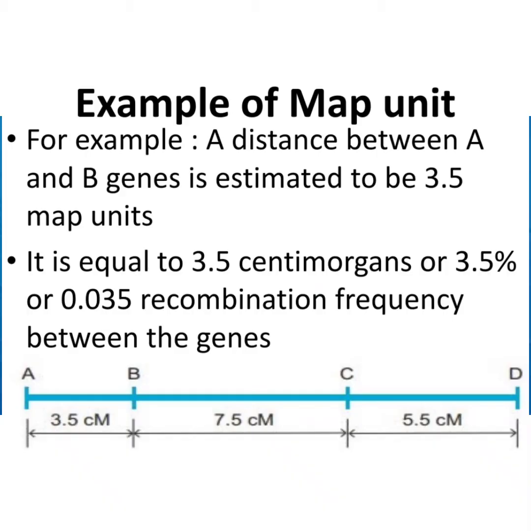Now, one example of map unit, for example, the distance between the A and B genes is estimated to be 3.5 map units. It is equal to 3.5 centimorgans or 3.5% or 0.035 recombination frequency between the genes. If you take the distance between B and C, it is around 7.5 map units. So it is equal to 7.5 centimorgans or 7.5% or 0.075 recombination frequency between the genes. If you take the distance between C and D, it is around 5.5 map units. It is equal to 5.5 centimorgans or 5.5% or 0.055 recombination frequency between the genes.